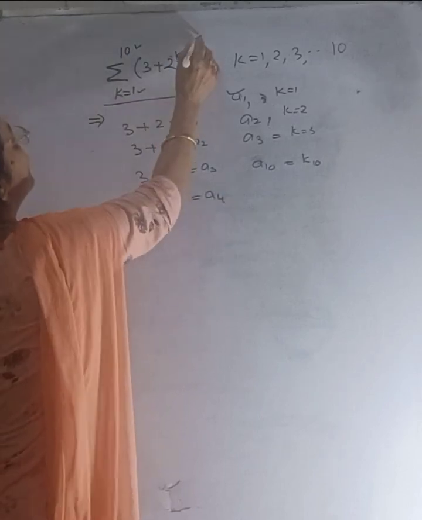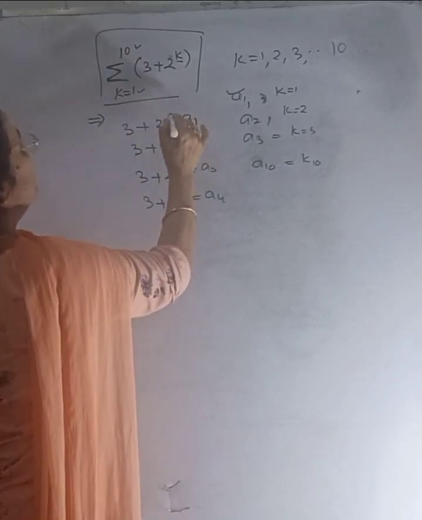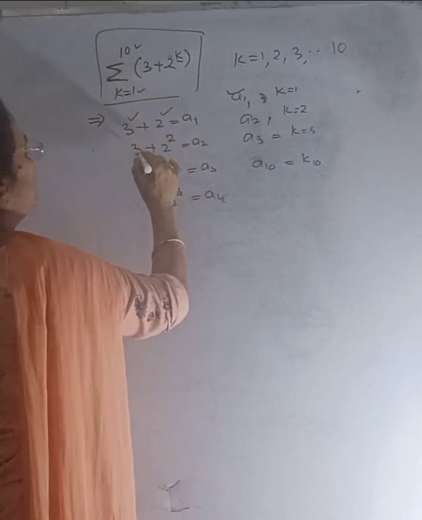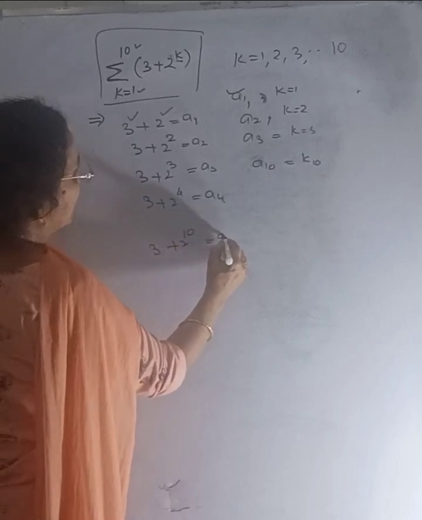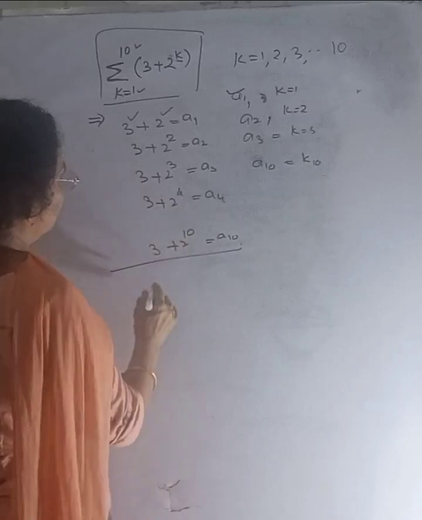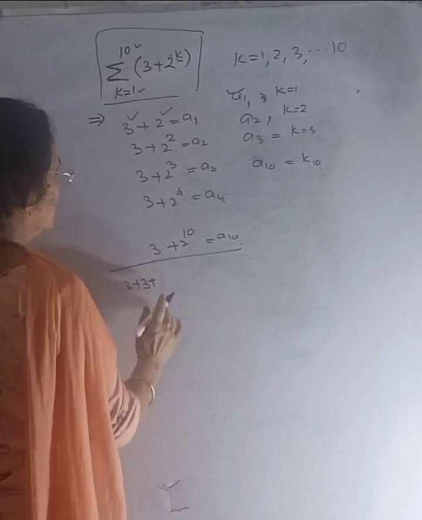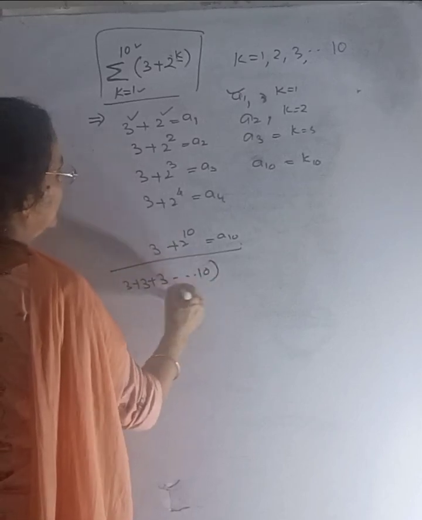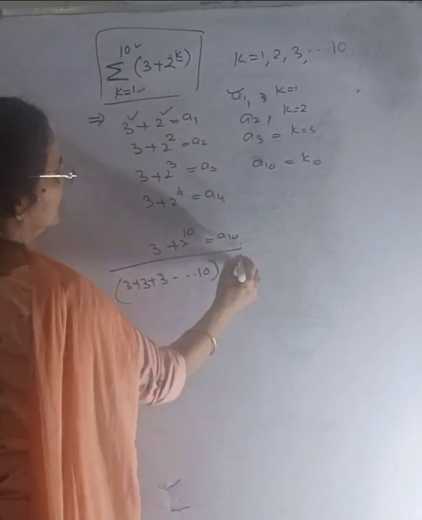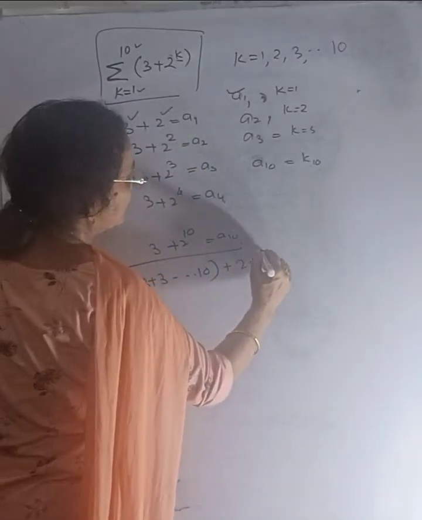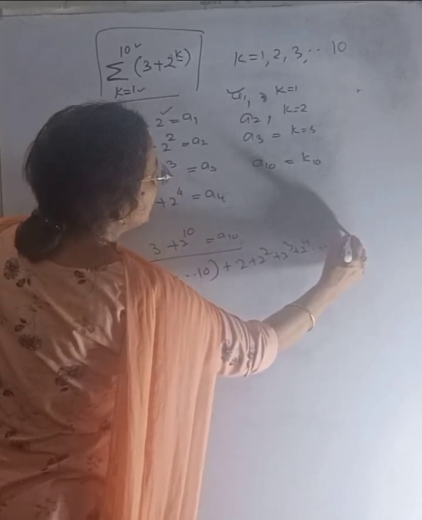We have to find the value of this. It means this is a summary of two series. You are looking here. A1 is the combination of two series. One is only 3 up to 10 times, and the other goes up to 2 to the power 10, A10. If we summarize this, it will be 3 plus 3 plus 3 up to 10, plus this: 2 plus 2 to the power 2 plus 2 to the power 3 plus 2 to the power 4 up to 2 to the power 10.